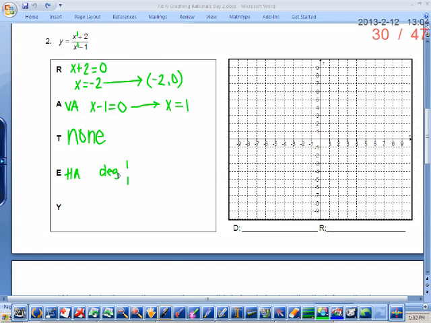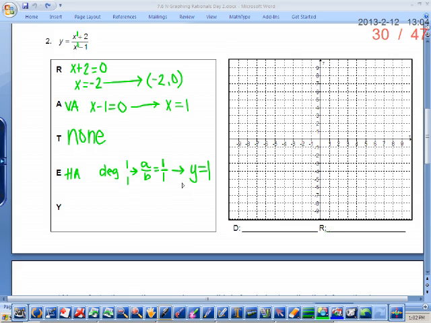All right. What is the leading coefficient of your numerator? 1. So if I'm calculating a over b, I'm going to have 1 over, what's the leading coefficient of my denominator? 1. So what does that tell me the equation of my horizontal asymptote is? Y equals 1. Great job. Everyone okay on that? Okay.